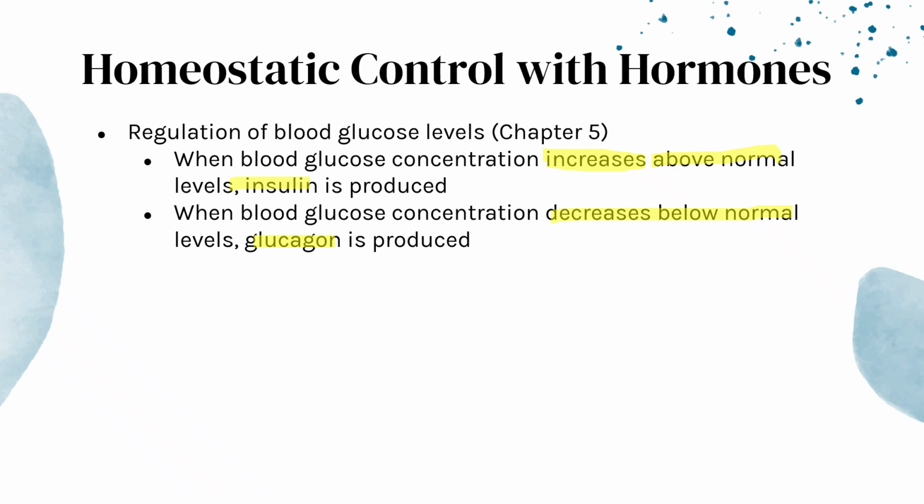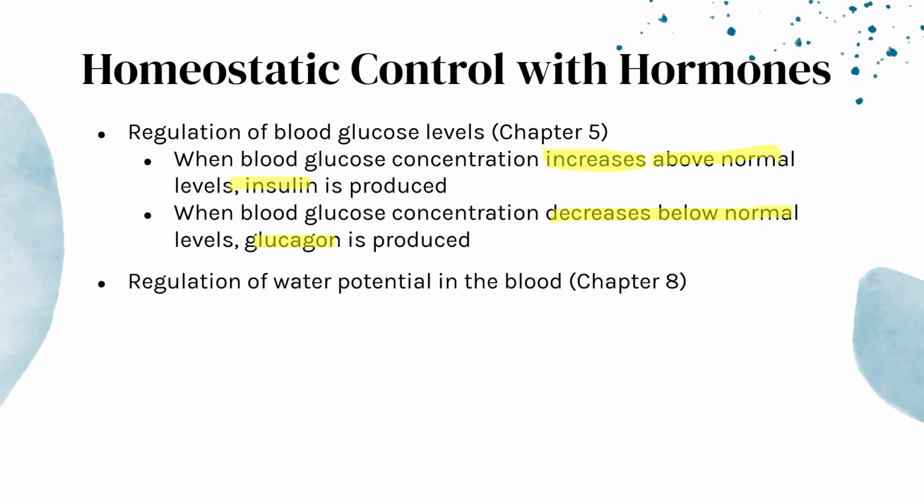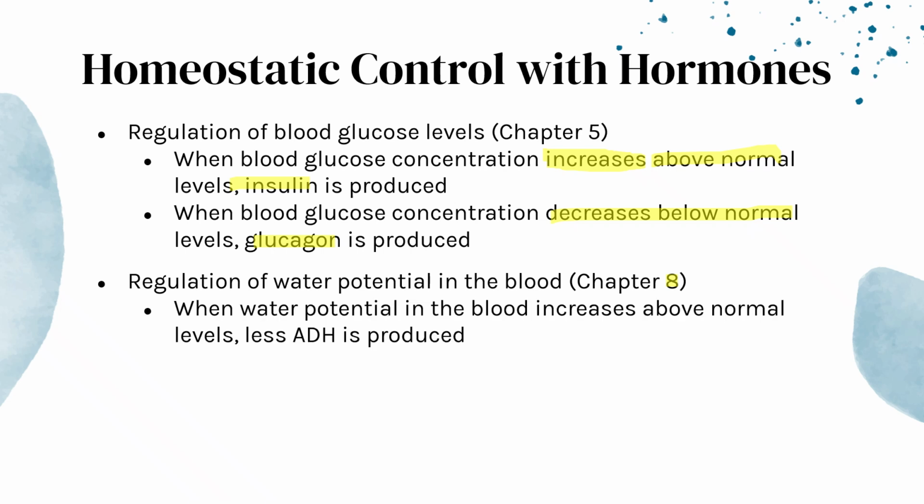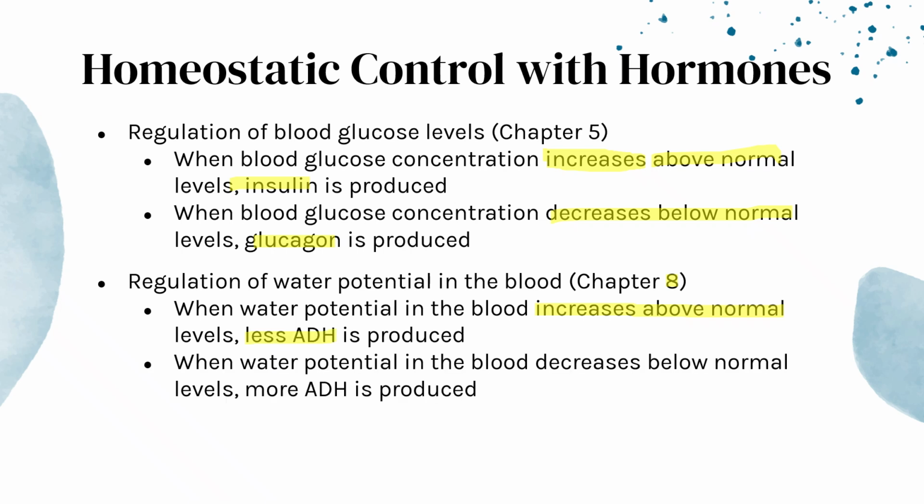What I will talk about later on is the regulation of water potential, which is also found in chapter 8. There is only one hormone involved in this, and that is ADH. When the water potential increases above normal in the blood, less ADH is produced, and the opposite will occur. When the water potential decreases below normal, more ADH will be produced.